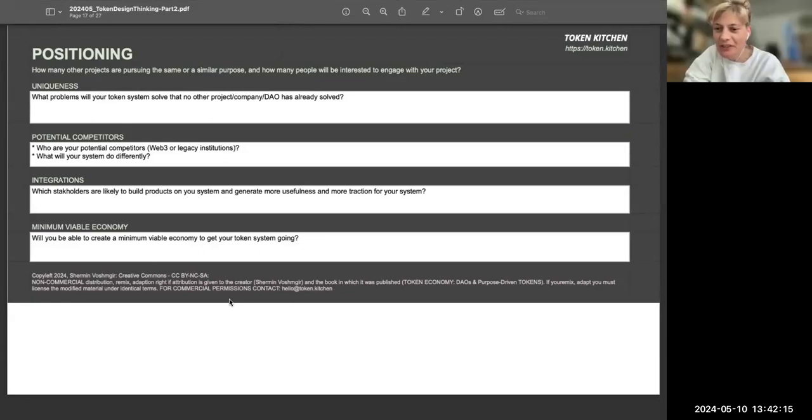How can you measure what the critical mass should be to have the minimum viable economy in your system?